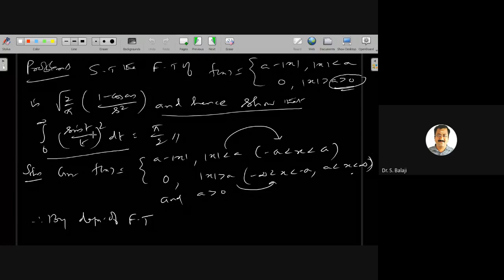Some problems cannot be solved. Some integrals cannot be solved in the ordinary way. Those integrals can be solved easily using the Fourier transform of a certain function. Right, here you take the given function.